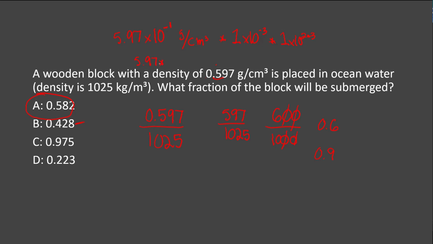And so that comes out to 5.97 times 10 to the minus 1 times 10 to the minus 3 times 10 to the 6th. And since these are all tens, we can just add up the exponents. So minus 1, minus 3, that's minus 4, plus 6, so the total exponent is 2. So 5.97 times 10 squared, right? And 10 squared is 100, so that's 597. So if we wanted to convert units, we would end up with 597 kilograms per meter cubed, right?